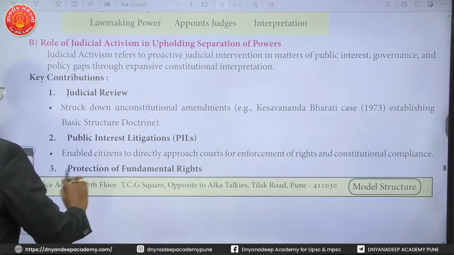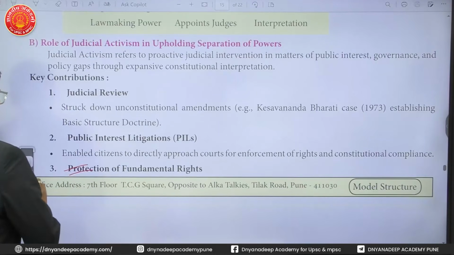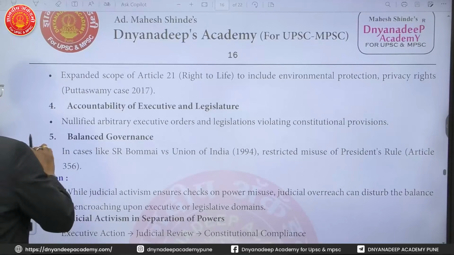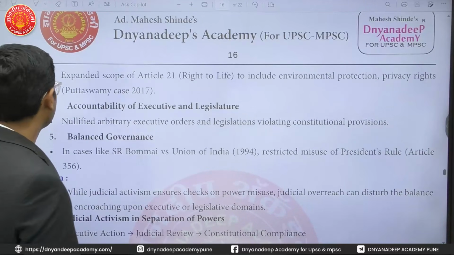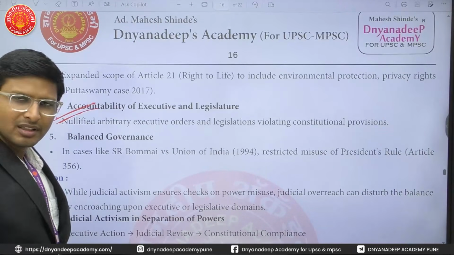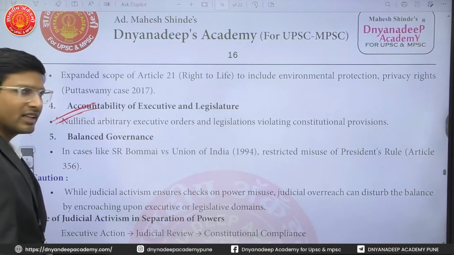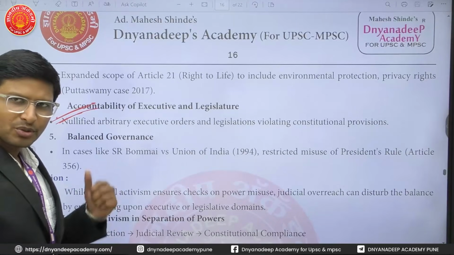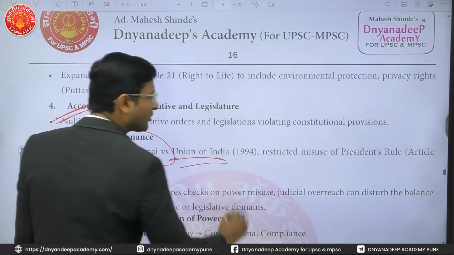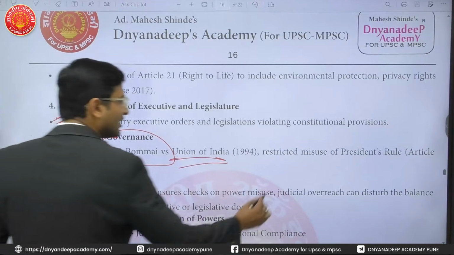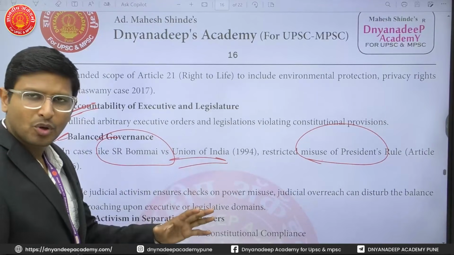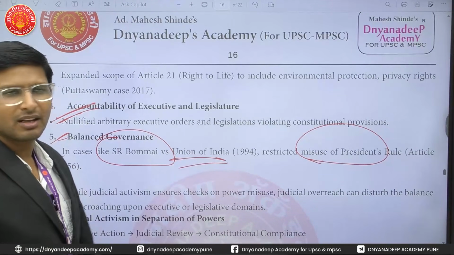Protection of fundamental rights: the judiciary plays a very important role under Article 32 and Article 226. Accountability of the executive and legislature has been ensured by the judiciary through various judgments, for example the electoral bond judgment, we know it. Balanced governance: cases like S.R. Bommai versus Union of India restricted the misuse of the President's rule. So the judiciary has a very good role in ensuring these organs are working well.